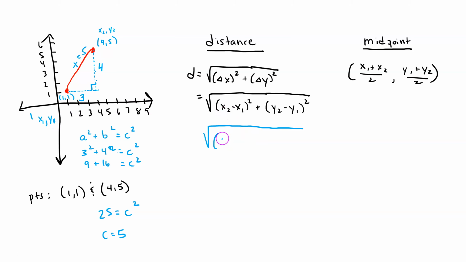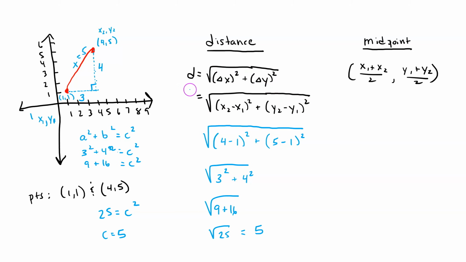Okay, so x2 is 4, x1 is 1, that's squared. y2 is 5, y1 is 1, that's squared. If we simplify, that's 3 squared. This is 4 squared. That becomes 9 plus 16, which is 25, and the square root of 25 is 5. So you can see this formula is really just a rearrangement of the Pythagorean theorem. So if you didn't remember this formula, that's okay. You can figure it out just by doing this with the Pythagorean theorem.